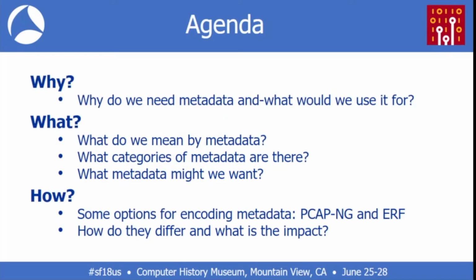So that's kind of a quick overview of the talk. Why do we need metadata? What would we use it for? What kinds of metadata are there anyway? How does that relate to packet traces? And then how can you actually do that today? A couple of different ways of encoding metadata you can use with Wireshark. How do they differ? What's the impact of that? Is there any reason why you would use one or the other?